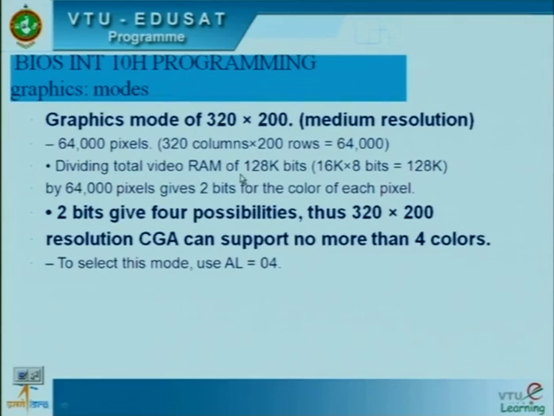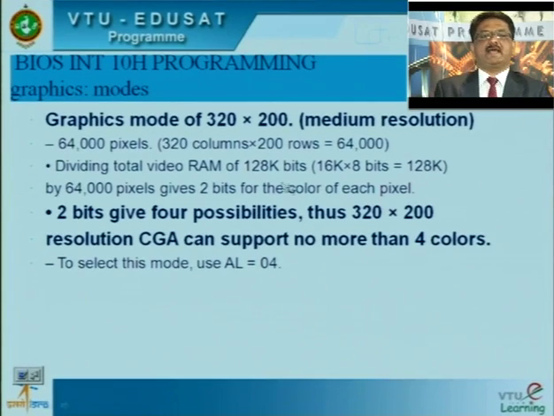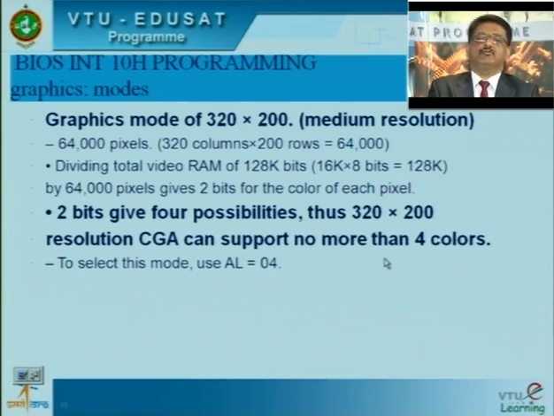Dividing the total video RAM of 128k bits, assume that I have 128k bits of video RAM, so 16k into 8 bits, which is nothing but 128k bits, divided by 64,000 pixels, because I have totally 64,000 pixels. It gives me 2 bits for the color of each pixel. So, to specify the color of each pixel, I will get 2 bits, where 2 bits give 4 possibilities, because 2 to the power 2 is 4. Thus, 320 into 200 resolution CGA can support no more than 4 colors.